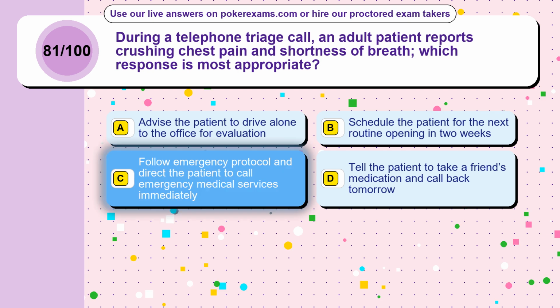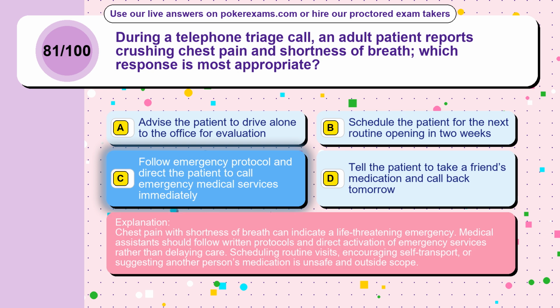The correct answer is option C. Follow emergency protocol and direct the patient to call emergency medical services immediately. Chest pain with shortness of breath can indicate a life-threatening emergency. Medical assistants should follow written protocols and direct activation of emergency services rather than delaying care. Scheduling routine visits, encouraging self-transport, or suggesting another person's medication is unsafe and outside scope.